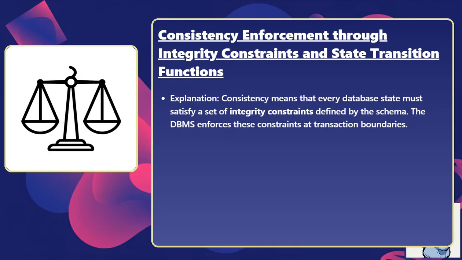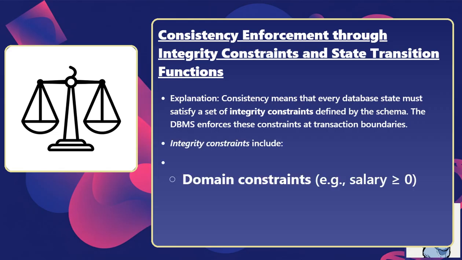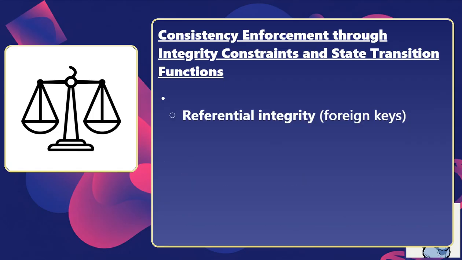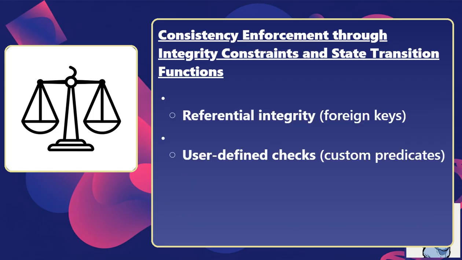Explanation: consistency means that every database state must satisfy a set of integrity constraints defined by the schema. The DBMS enforces these constraints at transaction boundaries. Integrity constraints include domain constraints, for example salary greater than or equal to 0; key constraints, primary or unique keys; referential integrity, foreign keys; and user-defined checks, custom predicates.